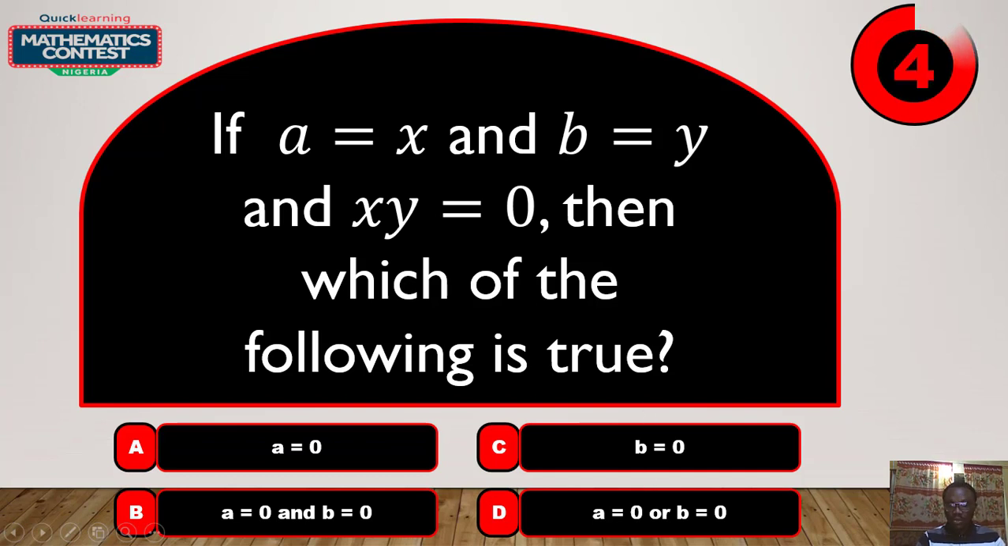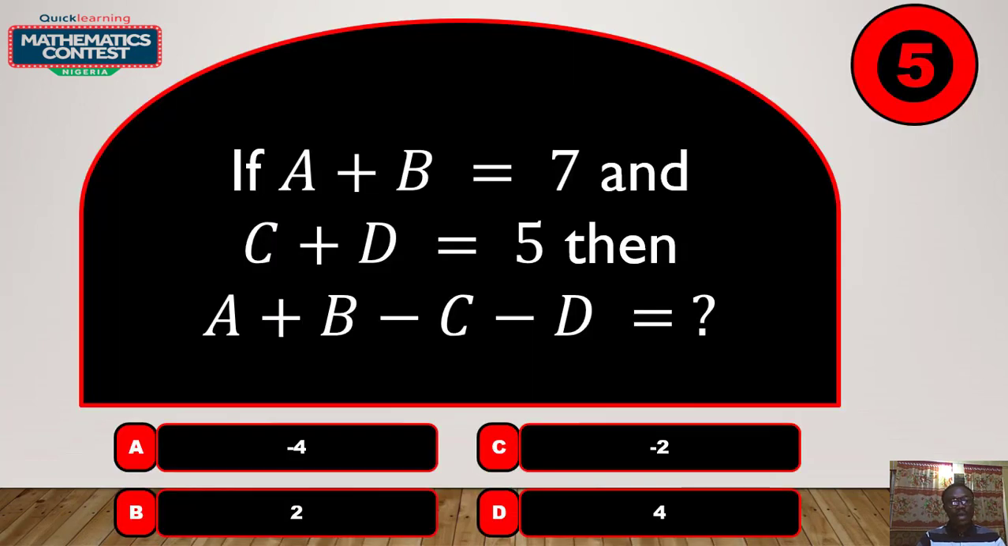Now let's go to question number 4. If a plus b equals 7 and c plus d equals 5, then what is a plus b minus c minus d? I'm talking like Mr. Oscar. I don't know if I actually sound like or act like him. So the first one is minus 4, the second, a minus 4, b 2, c minus 2, and d 4. The time starts now.